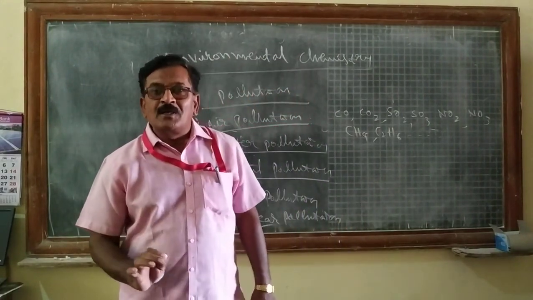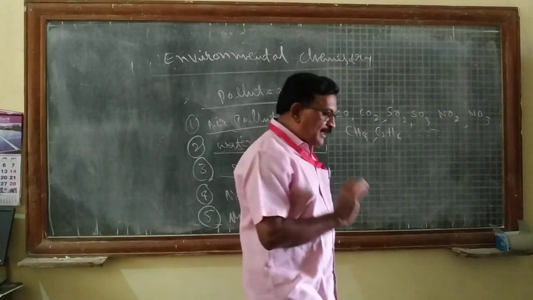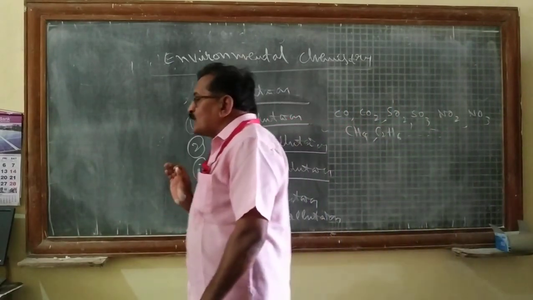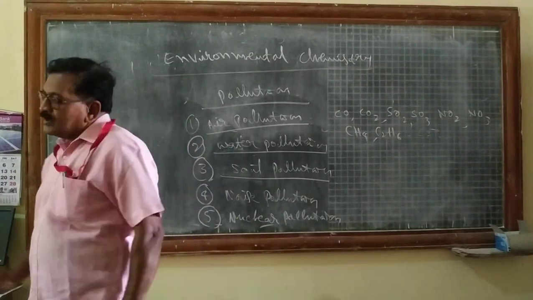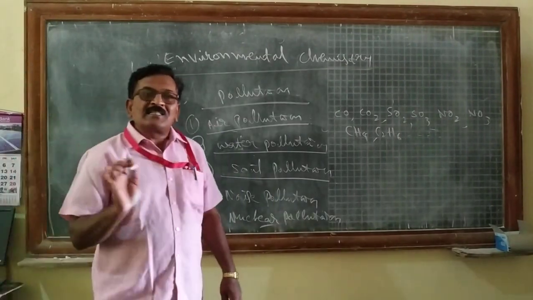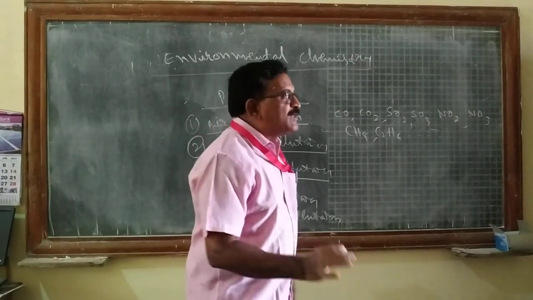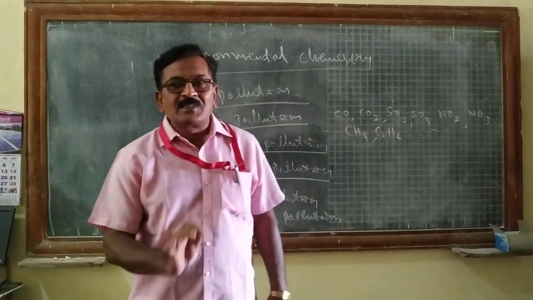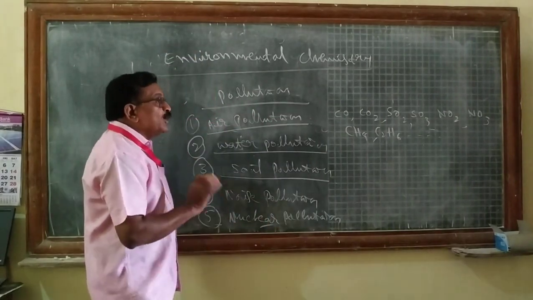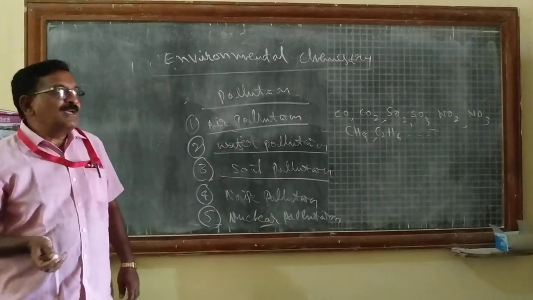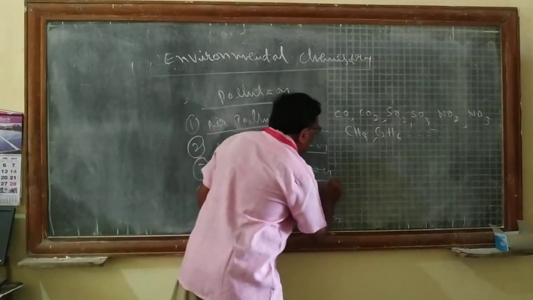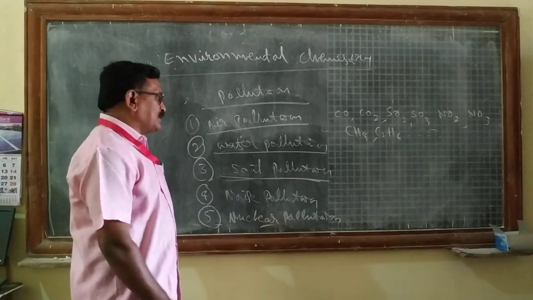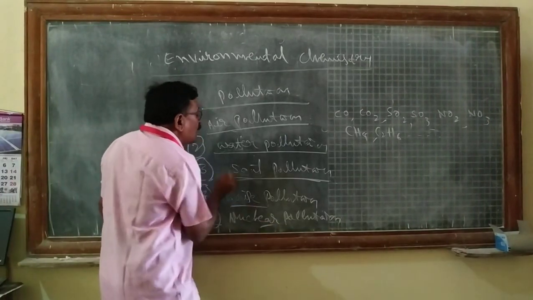Soil usually contains minerals like zinc, iron, cobalt, and nickel. All these metals are completely destroyed by using excess organic manures, that is urea, DAP, and other hazardous chemicals, herbicides, and fungicides, so the soil will be eroded. Soil erosion is called soil pollution. Then we will come across noise pollution.